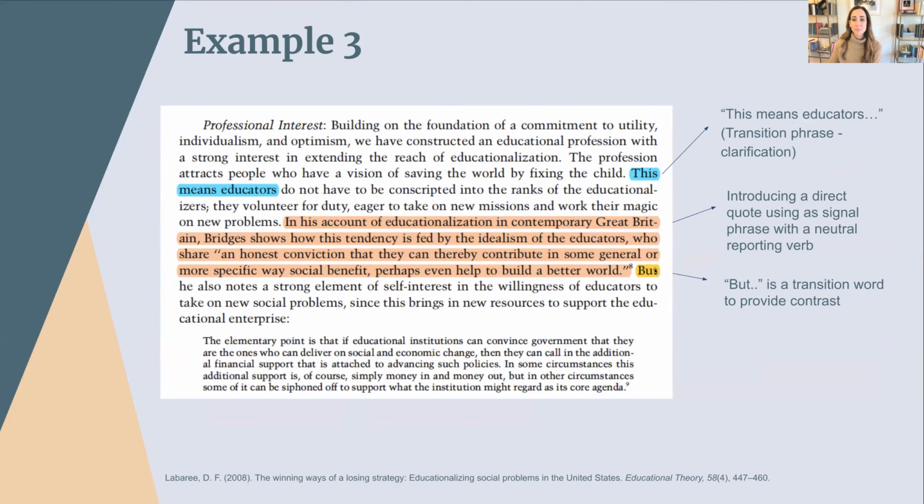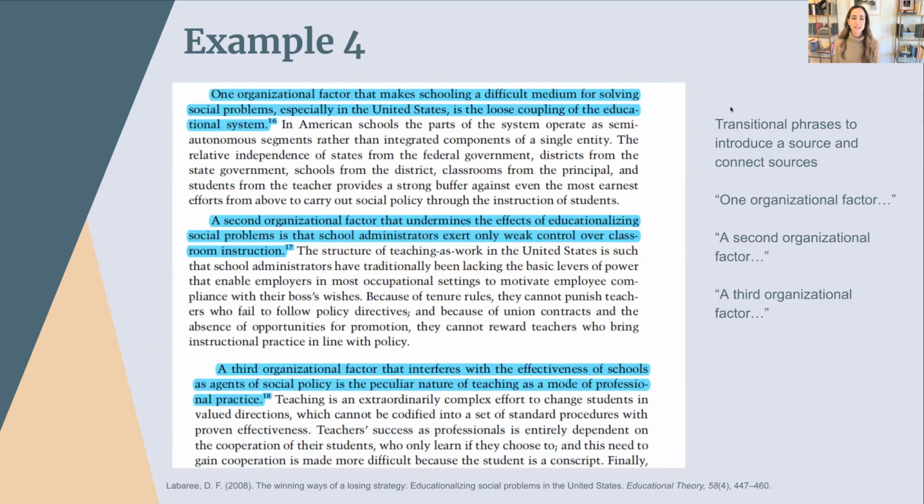And then we have another very simple transition word, the word but, where they're contrasting what was just said with the block quote that is to come. I think I have one more example. Okay, and this is a series of transitional phrases to connect sources. This is an example of where you may look at numbering, like 1, 2, 3, a second, a third. These are all citations or sources about organizational factors that undermine the effects of educationalizing social problems.